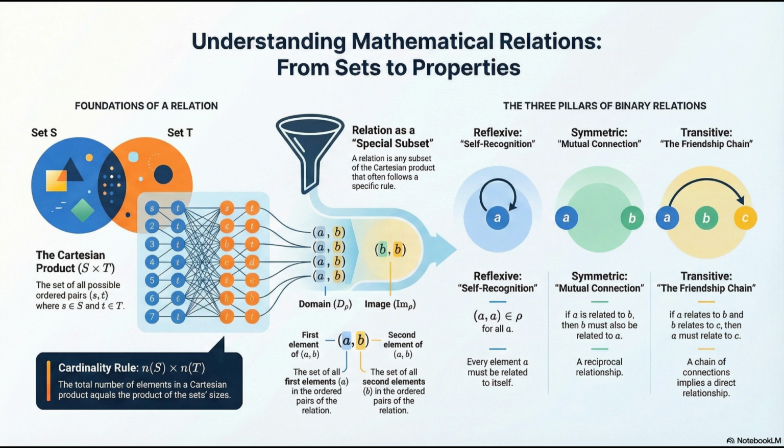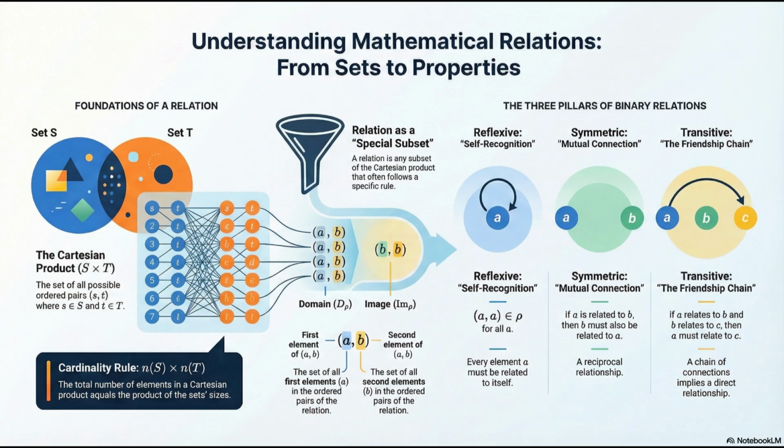So the first framework is reflexive. The core definition is that every single element in the set must pair with itself. If your set has elements A, B, and C, your relation subset must contain the pair AA, the pair BB, and the pair CC. It is an uncompromising mandate of total participation. If a set contains four elements, A, B, C, and D, and you map AA, BB, and CC, but D fails to pair with D, the entire relation fails the test.